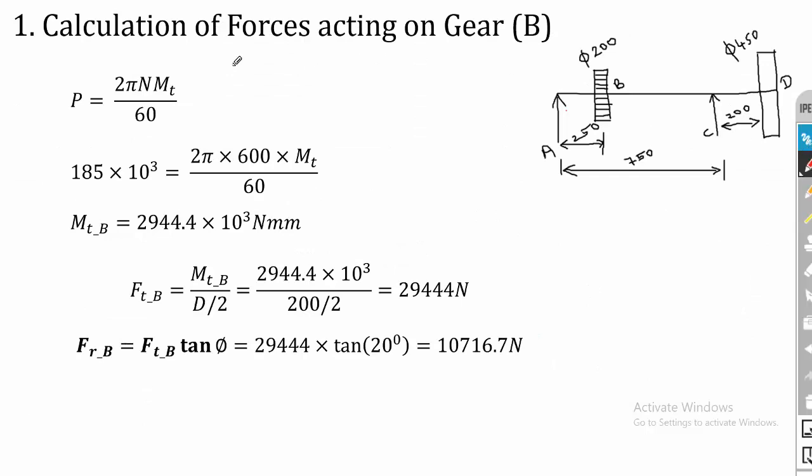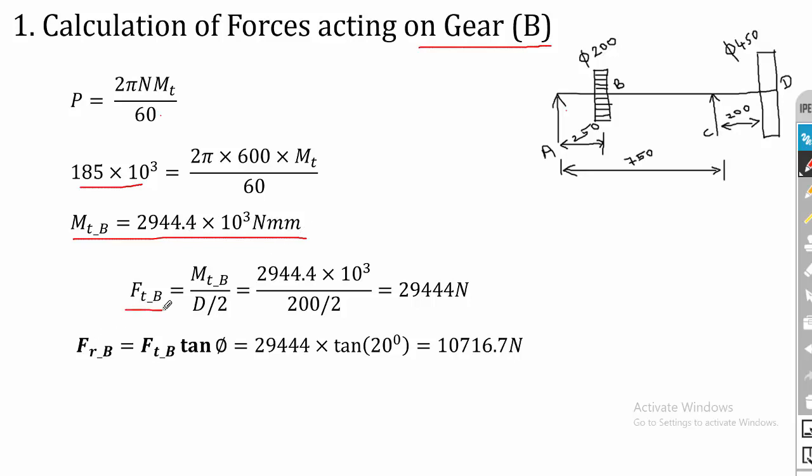The first step is calculation of forces. So first we will consider the gear B. We know that P is equal to 2 pi N MT divided by 60. The power is given in the problem and the power is same for both the gear and pulley. So you can substitute the value of power and speed and you can calculate the MTB. So that is 2944.4 into 10 power 3 Newton mm.